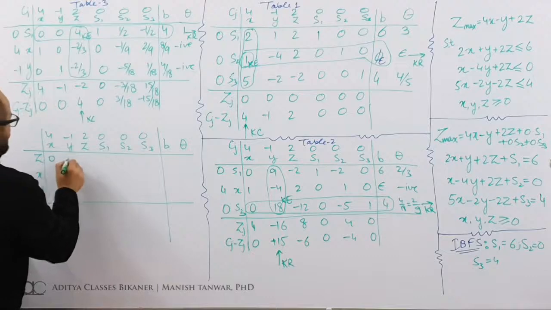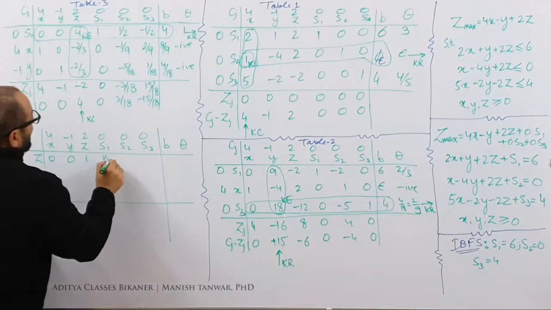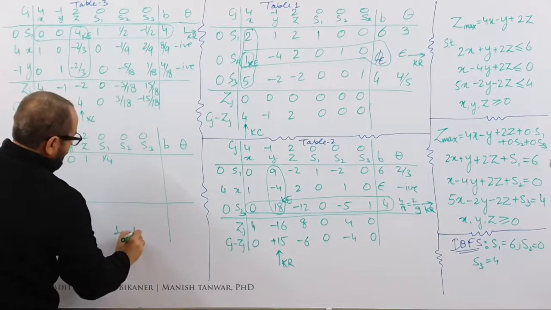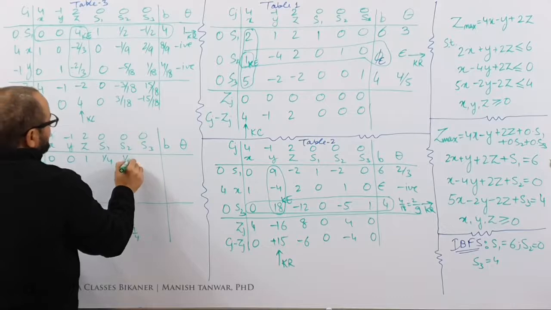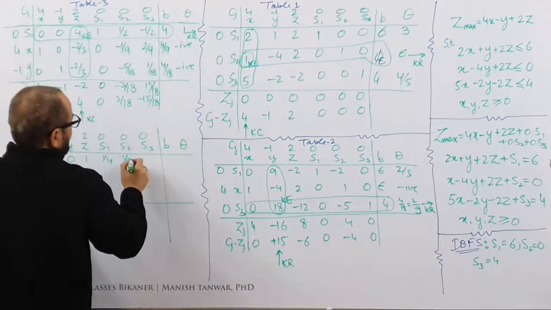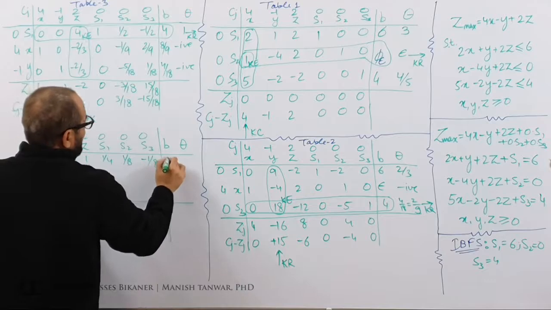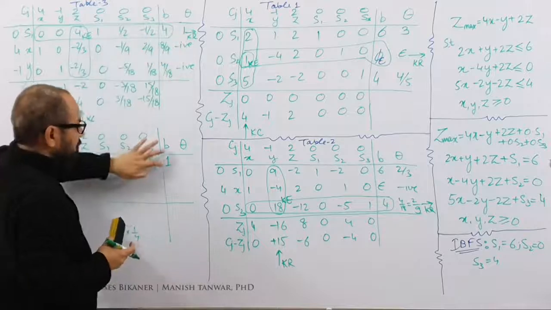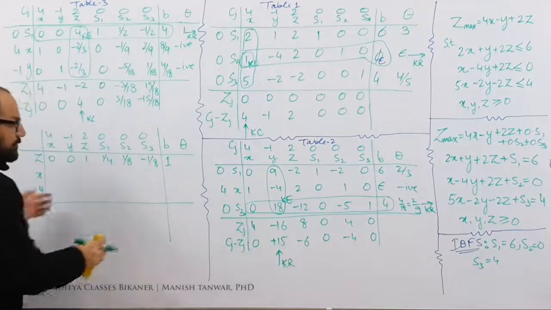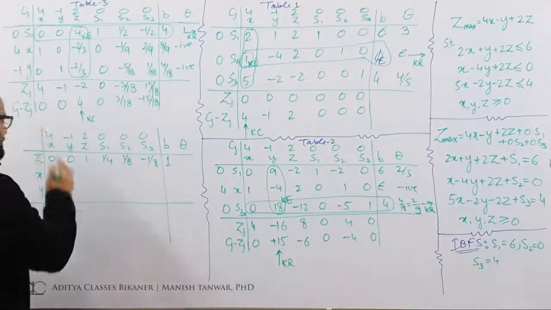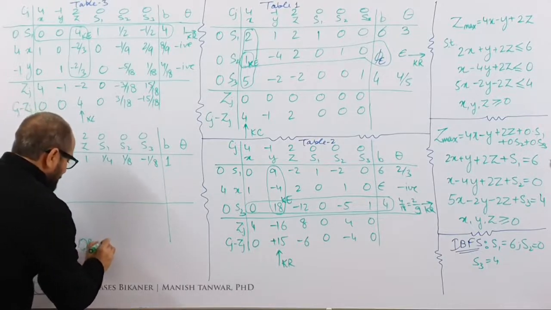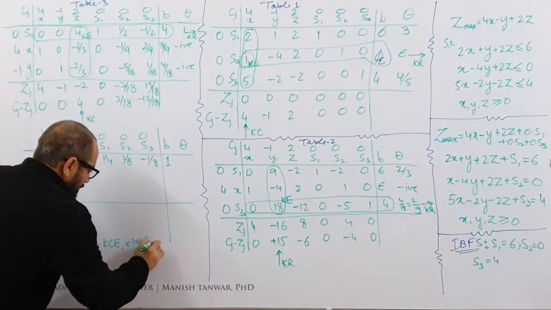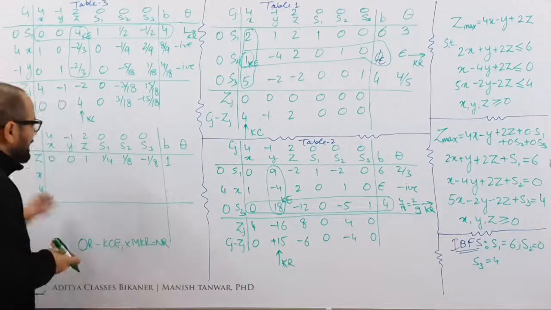So we get a 0, 0, 1, 1 by 4, half divided by 4, making it 1 by 8, and minus half divided by 4 would be a minus 1 by 8. 4 divided by 4 would be a 1. So this is the transfer of the key row, and then we can transfer the remaining rows also using that same formula. What was that formula? Old row minus key column element multiplied by modified key row is equal to new row.